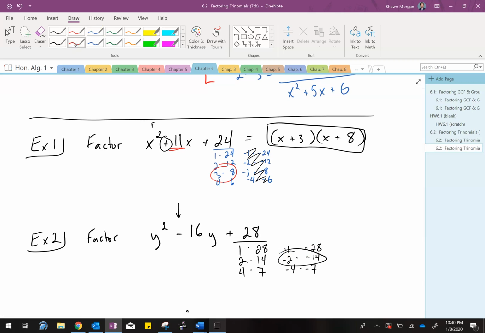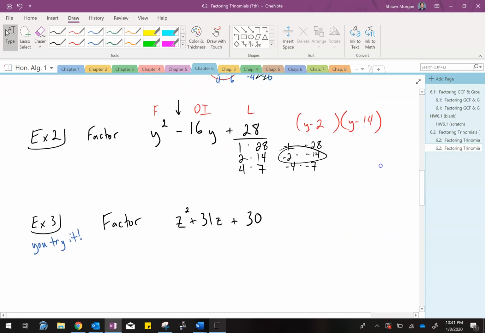So the way I would write my answer up in this case is that I would say, hey, my binomials are going to be y minus 2 and y minus 14. I would encourage you to check your work. Double check your work by foiling it out. You should get the answer to match up with what you started with. If you foil it out and you don't, then you've made a mistake along the way.